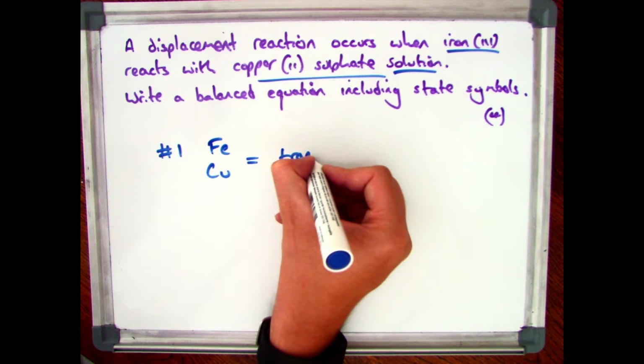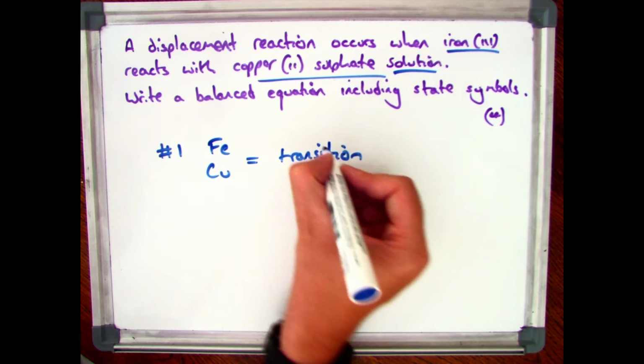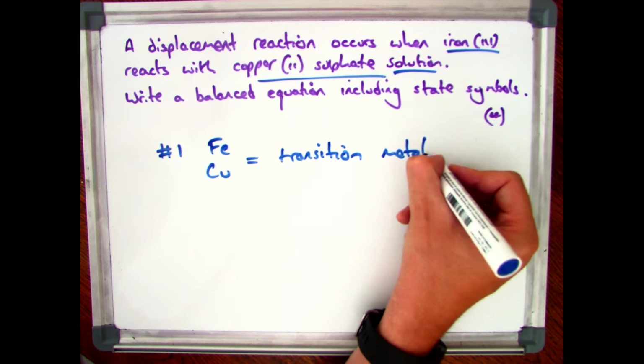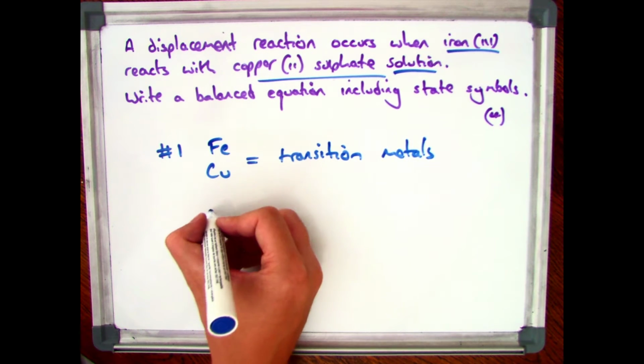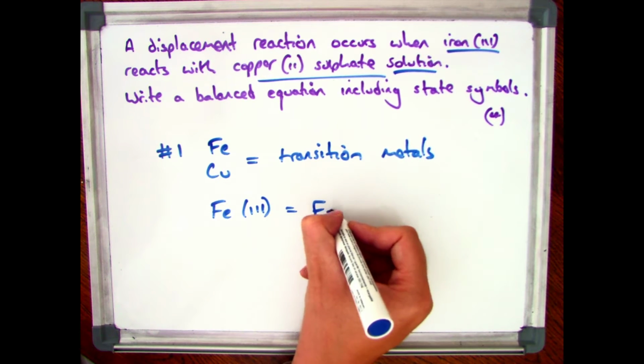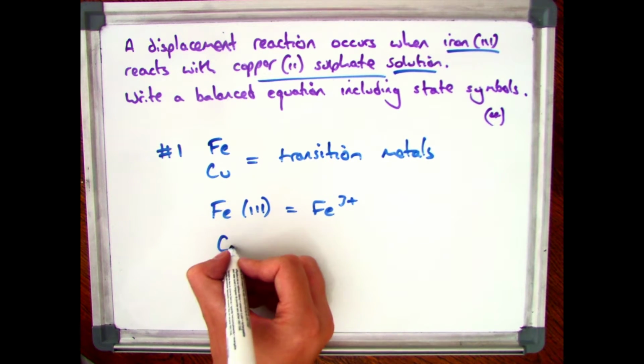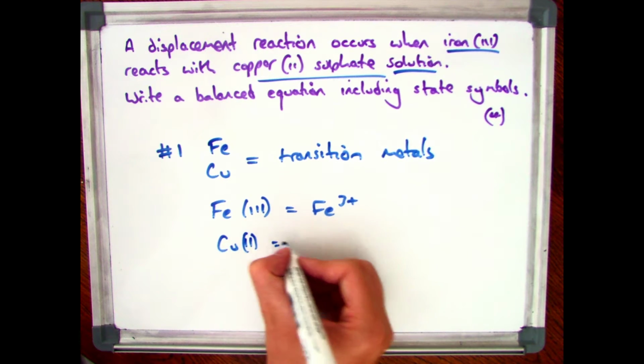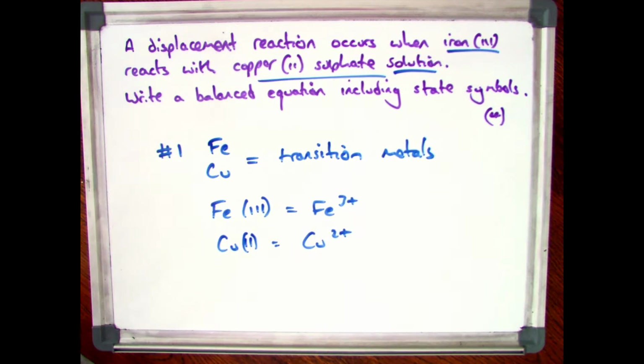Write that balanced equation. Now these are transition metals, so you can't actually work out the charge from the periodic table. But what you can do is, if it gives you this, work it out from the actual sentence. So Fe3 means Fe3+, and Cu2 means Cu2+, and that's all you need to be able to do this equation.